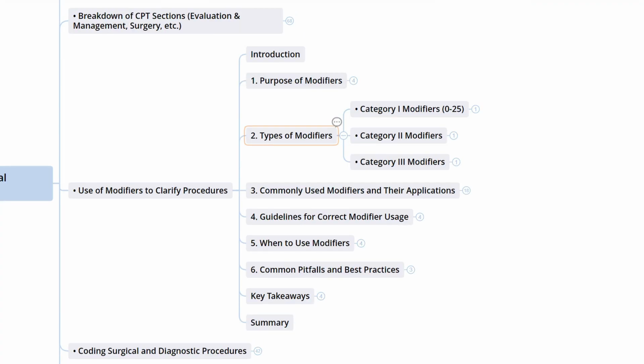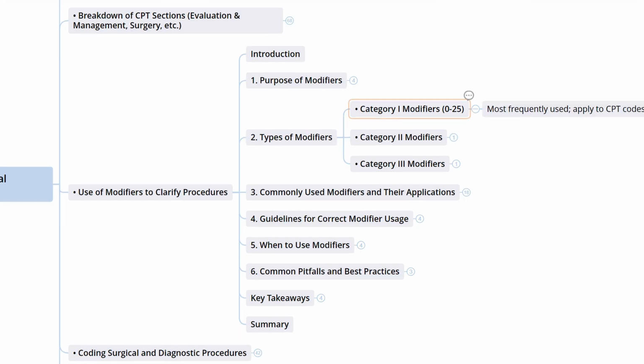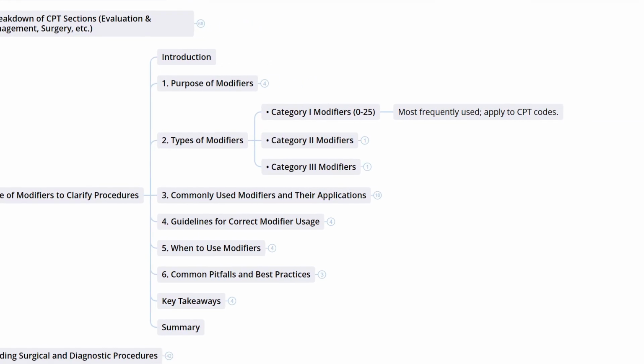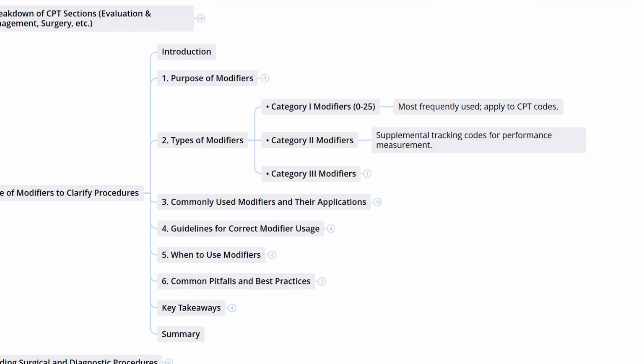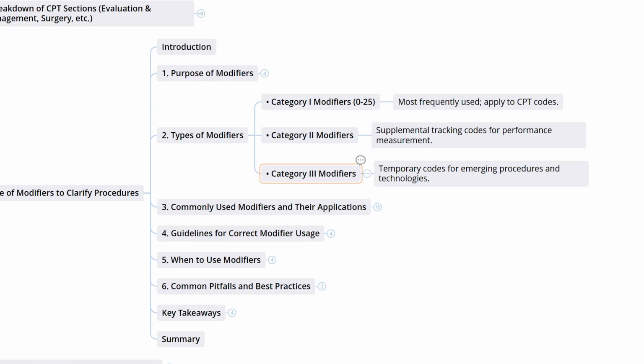Next, types of modifiers. Category 1, modifiers 0 to 25. These are most frequently used and apply to CPT codes. Category 2 modifiers. These are supplemental tracking codes for performance measurement. Category 3 modifiers. These are temporary codes for emerging procedures and technologies.